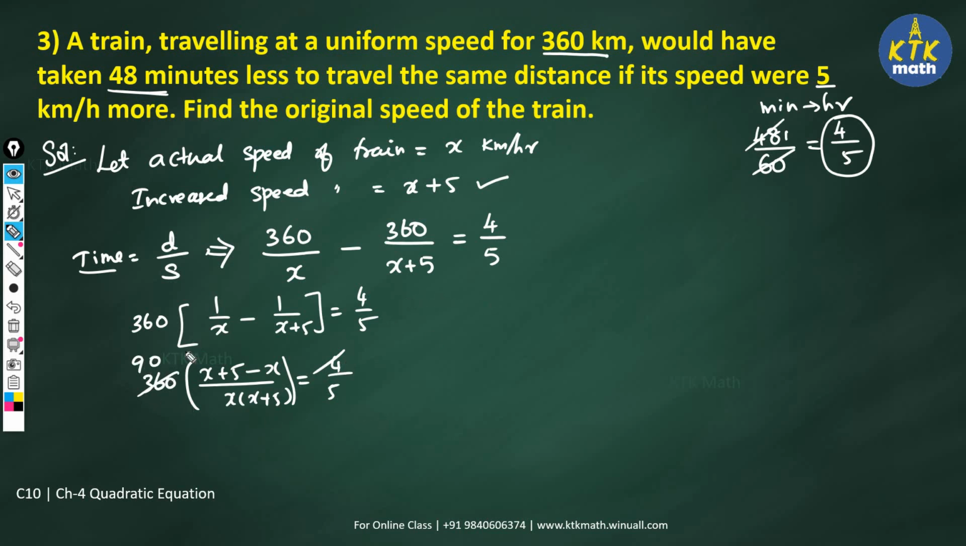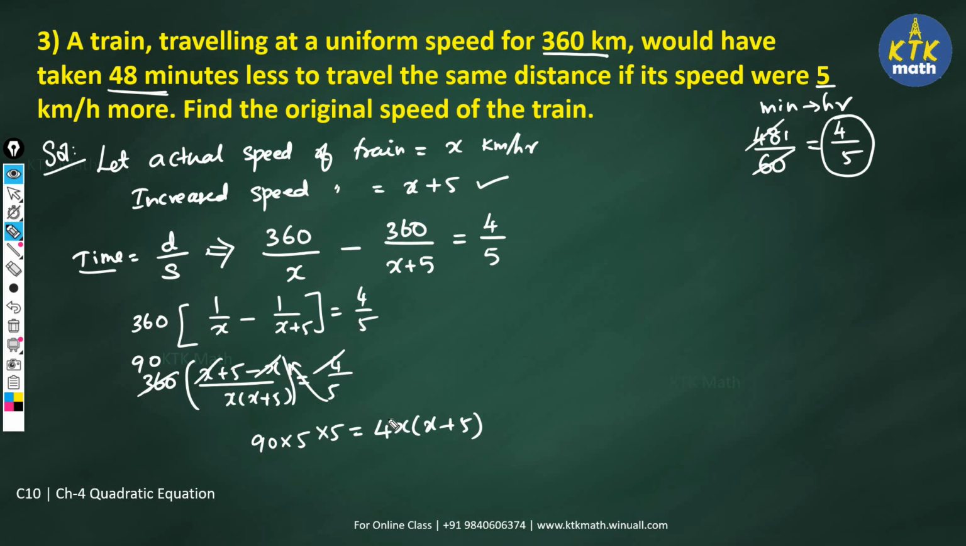So what are you going to get on the right hand side? This negative x and positive x are also getting cancelled. So 90 times 5 you have, and this denominator 5 also I am cross multiplying there, and 4 times you cross multiply this x and x plus 5 on this side. Try to understand what I have done there.